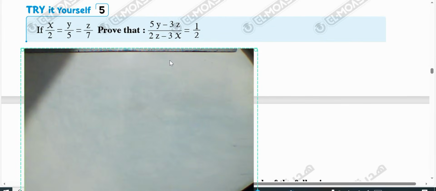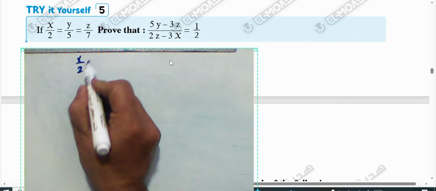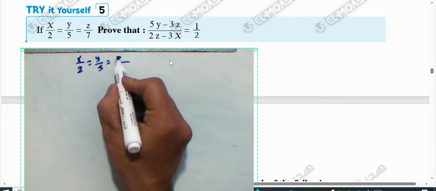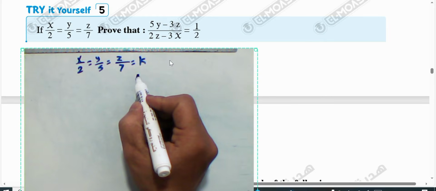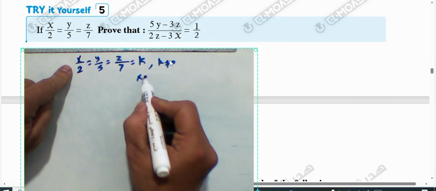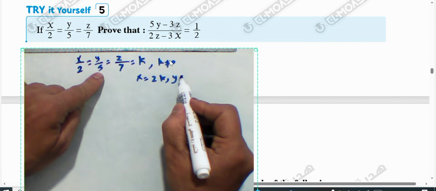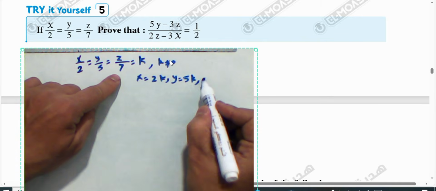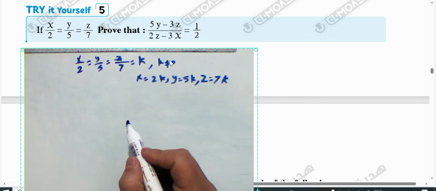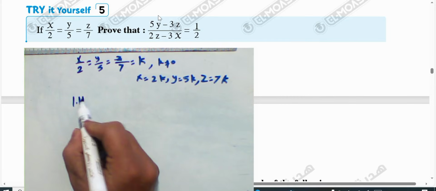We can prove that left hand side equals half. First step, we have x over 2 equals y over 5 equals z over 7. We can write here a constant k, and k not equal 0. And the value of x will be equal 2k, y will be equal 5k, and z equals 7k. We can start at left hand side.